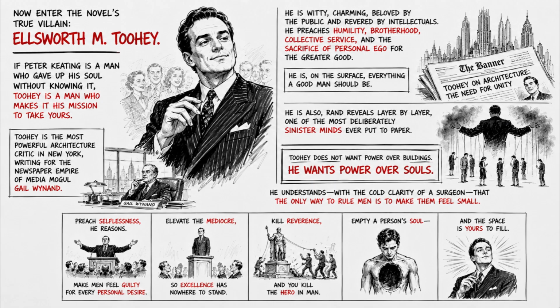He is also, Rand reveals layer by layer, one of the most deliberately sinister minds ever put to paper. Toohey does not want power over buildings. He wants power over souls. He understands, with the cold clarity of a surgeon, that the only way to rule men is to make them feel small. Preach selflessness, he reasons.